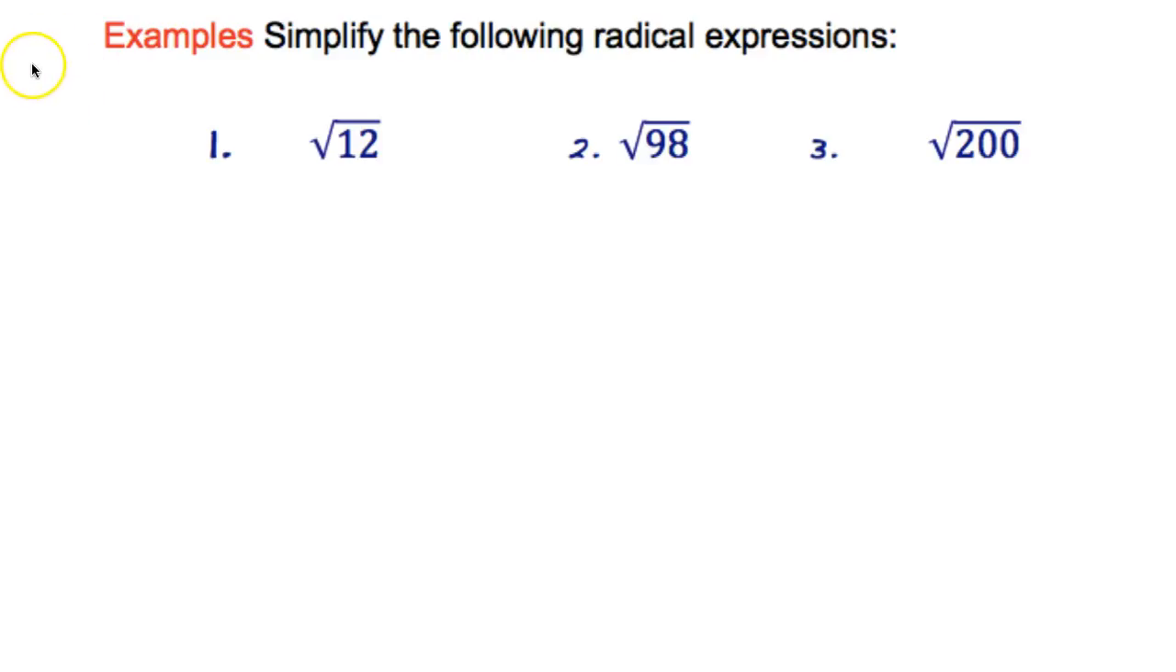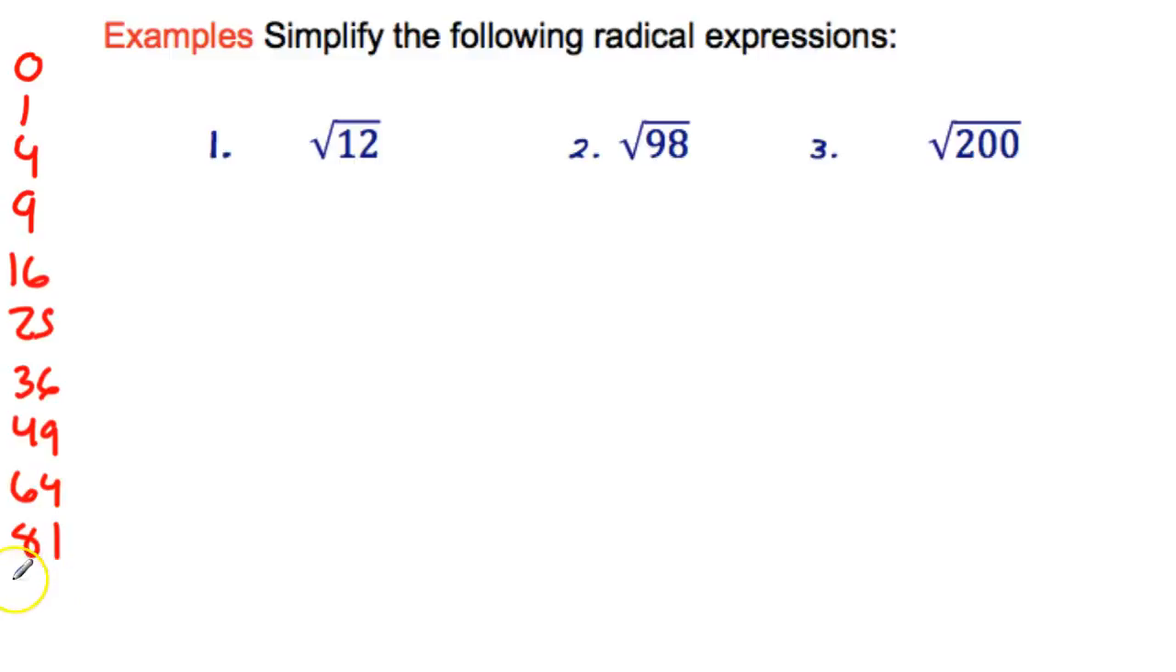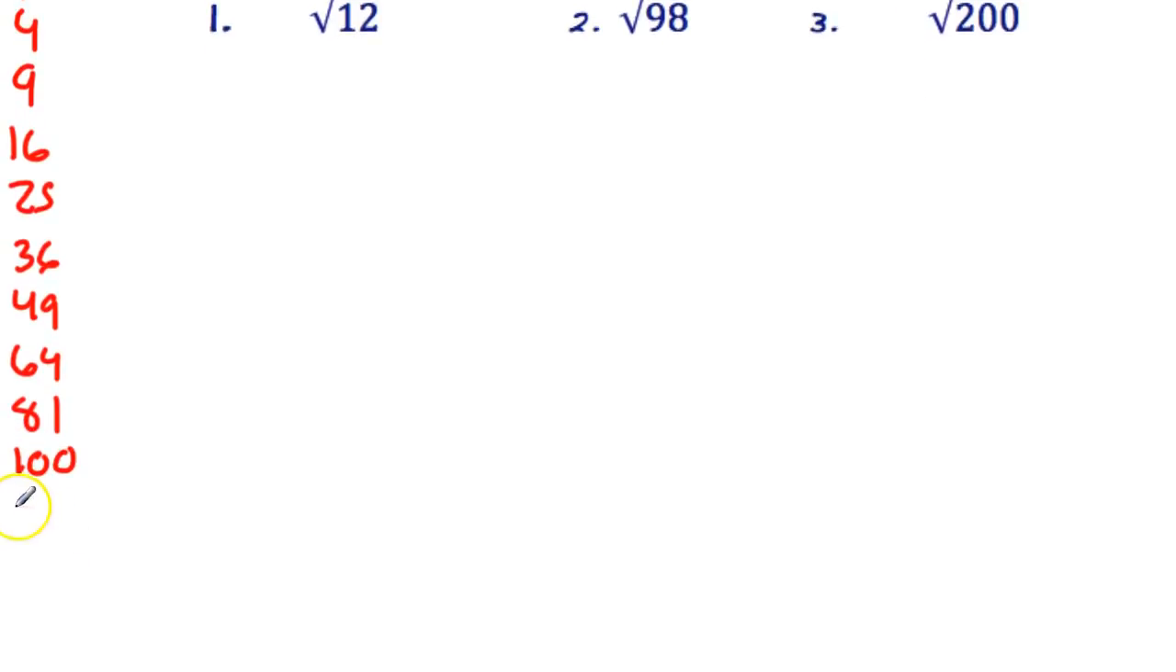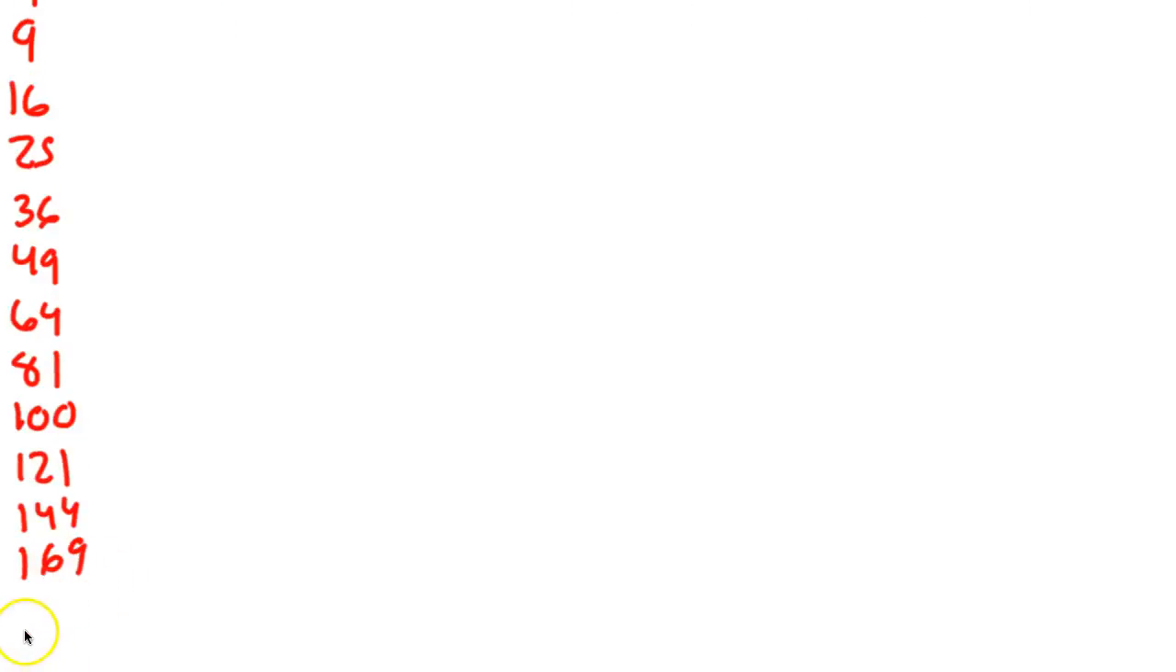Some more examples. So first thing, instead of the number line, I'm going to draw the list. So we've got 0, 1, 4, 9. I need to go all the way up to 200. Let's see if I can do it. What comes after 9? 16, 25, 36, 49, 64, 81, 100. Ooh, what comes after 100? 121, 144, 169, 196, and then 225. All right, that's more than 200. That's good. So I've got my list.